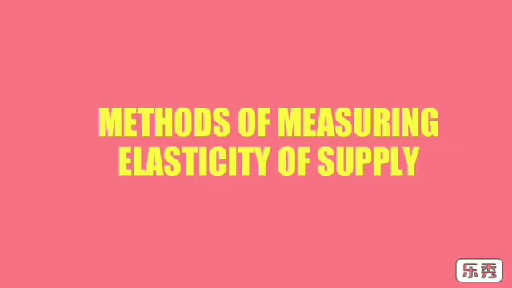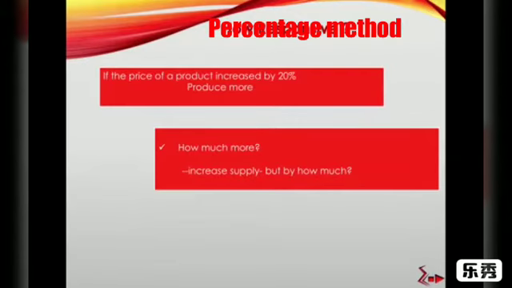The methods to measure the elasticity of supply are the percentage or proportional method of elasticity of supply, then the geometrical method. As price increases, it becomes more profitable to produce the good.